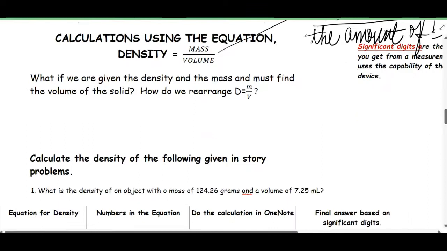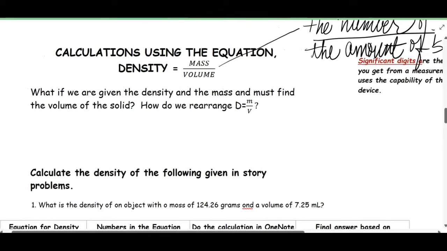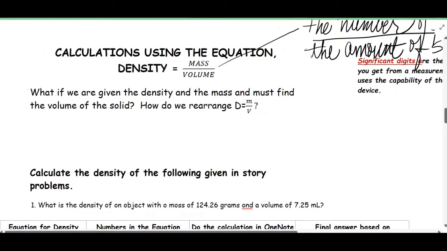So let's go down and look again at the calculations using the equation, mass over volume. That ratio is called the density of a substance. And I know you know that word. We can also rearrange density. Density equals mass over volume.